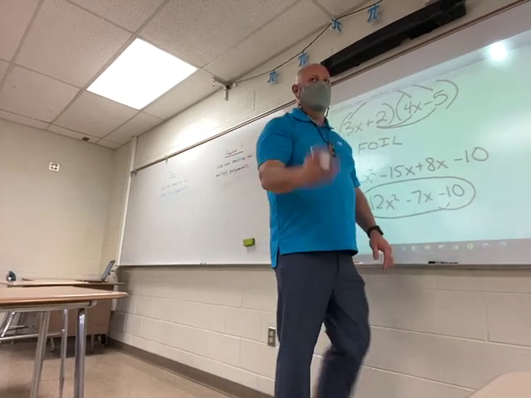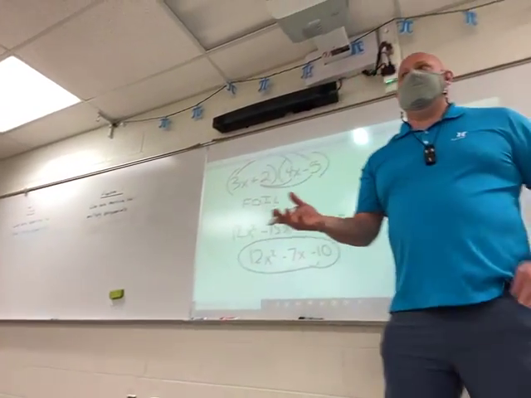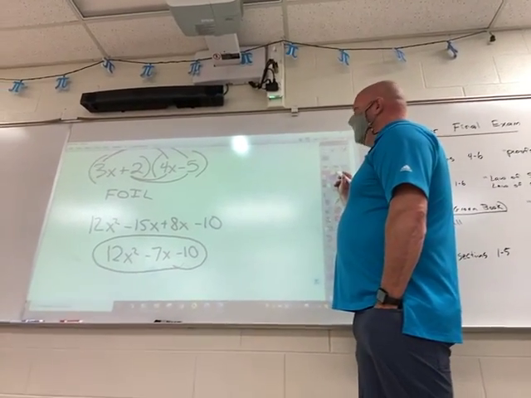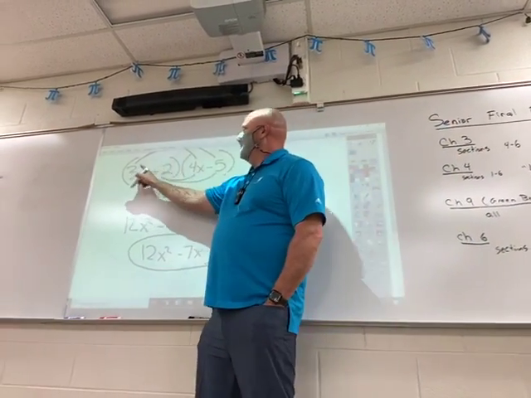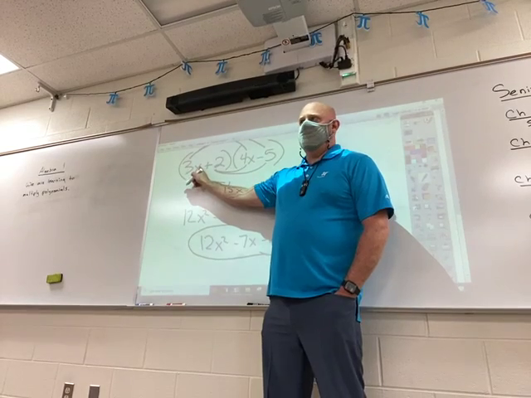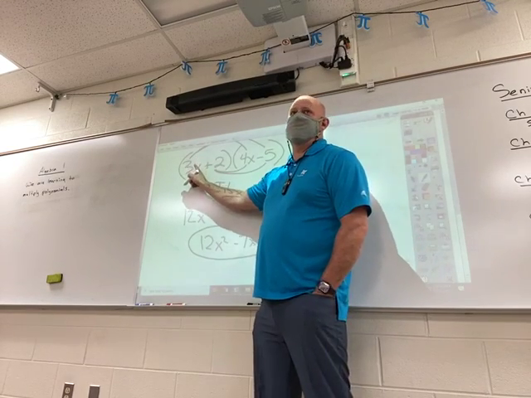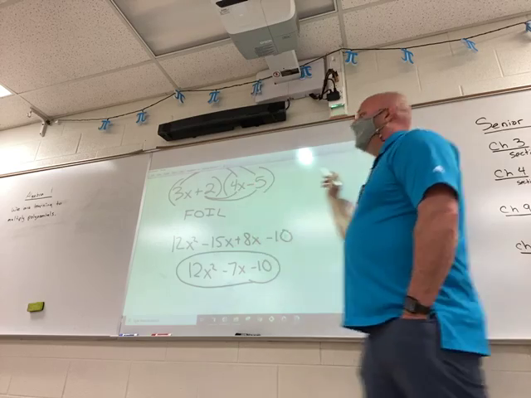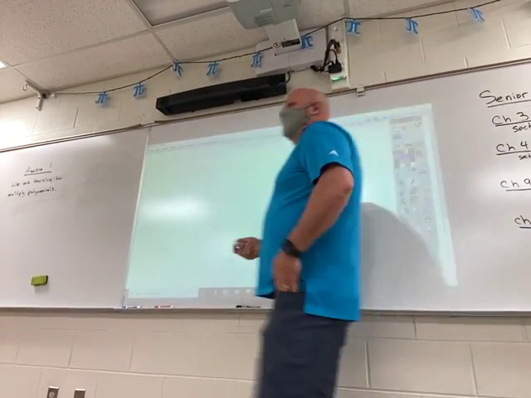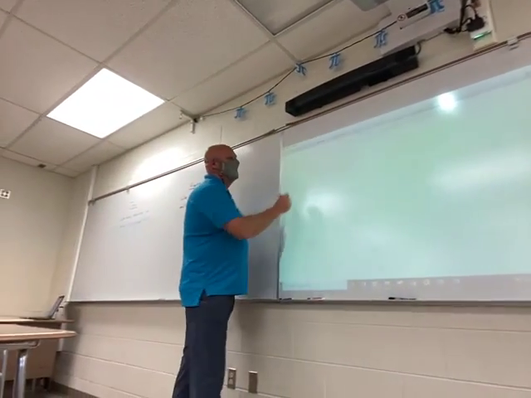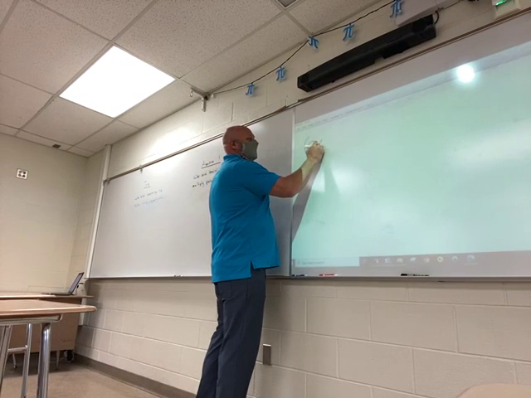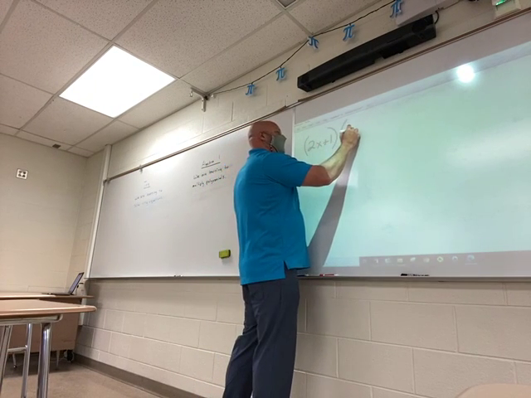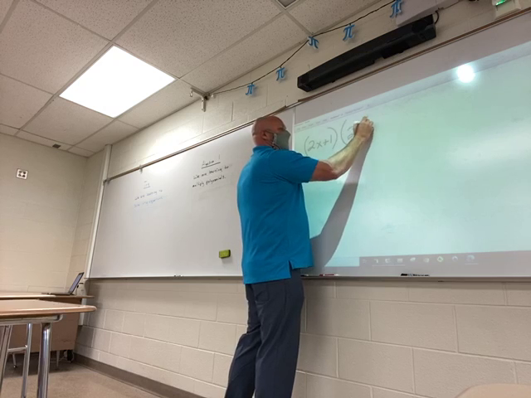Now, a binomial times a binomial, you will FOIL all the time. But basically speaking, what you're doing, each term in the first binomial has to get multiplied by each term of the second part. It gets a little bit uglier when you do something like a binomial times a trinomial.